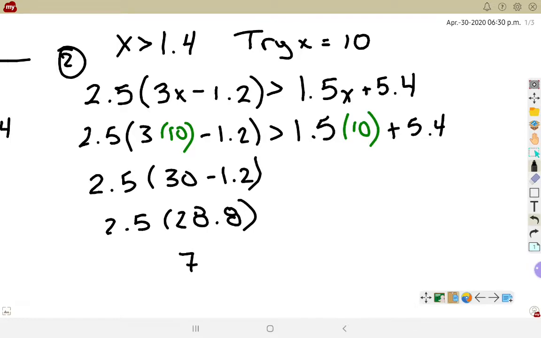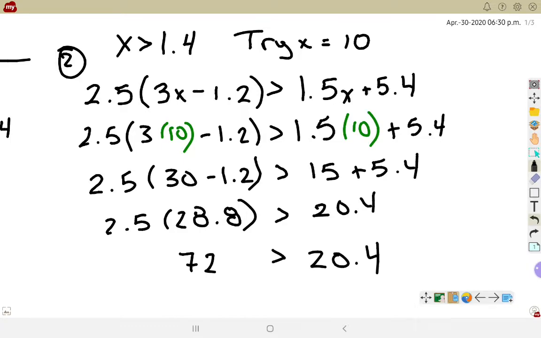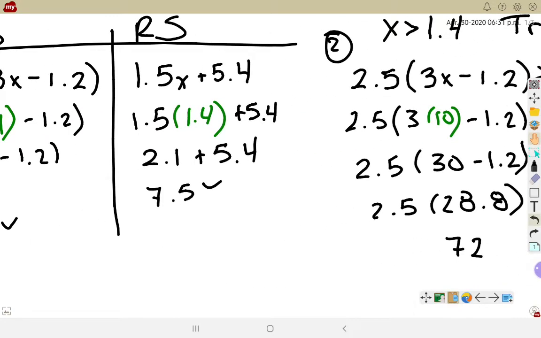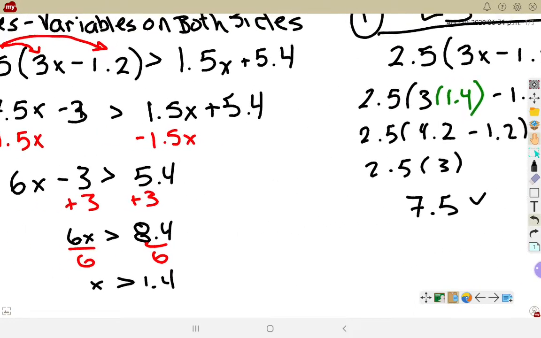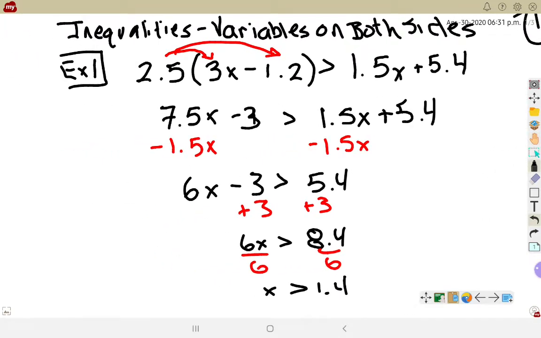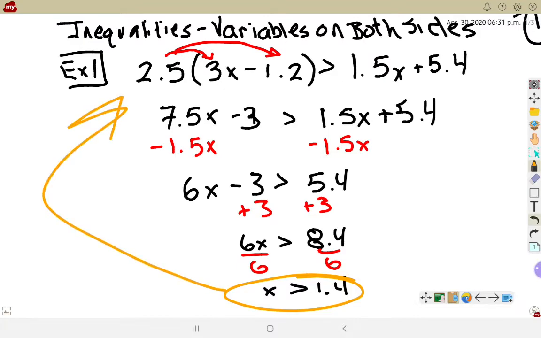So 3 times 10 is 30, and 30 minus 1.2 gives me 28.8, and 28.8 times 2.5 gives me a value of 72. Okay, now throughout that whole thing, the left hand side should be greater than the right hand side. So 1.5 times 10 is 15, plus 5.4 gives me 20.4, and it is very clear that 72 is greater than 20.4. So since this inequality here is true, that means that the numbers do need to be bigger than 1.4, and we know that 1.4 was our boundary point. So this solution of x is greater than 1.4 is the solution for this entire inequality.